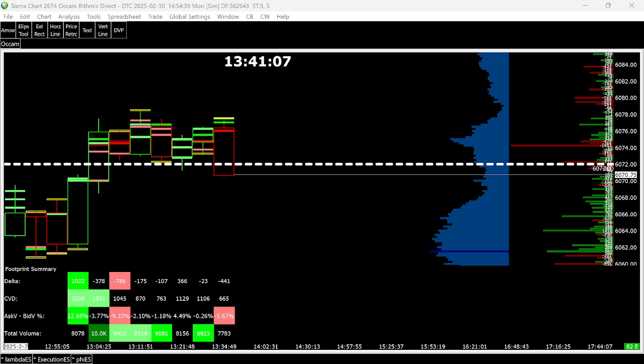So you saw the burst of delta that disrupted the seller absorption. Volume then tapered. So volume is this bottom column here. You see that burst, 10,000, 8,422, 8,319, 9,081, starts to taper here, 8,156, 8,923. Okay, so that's that taper I'm talking about, where you see that big burst of volume, but then price spends, in this case, about 30 minutes trying to follow through and is unsuccessful. So that's the E.